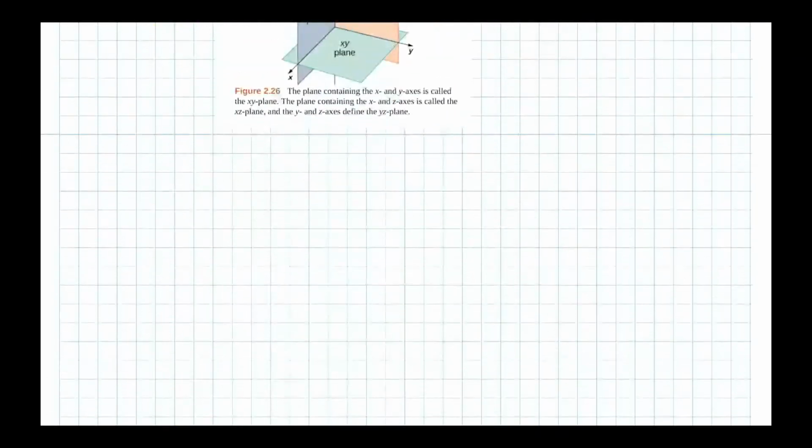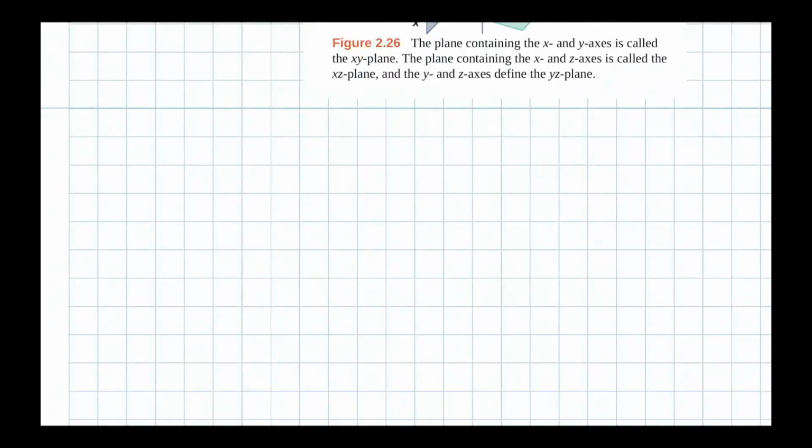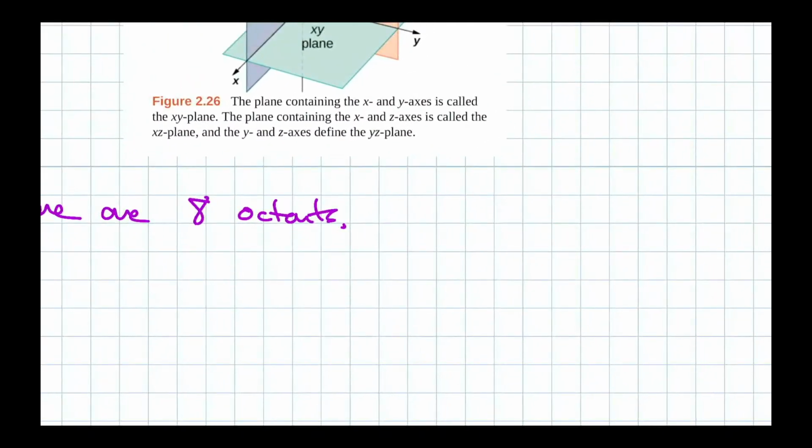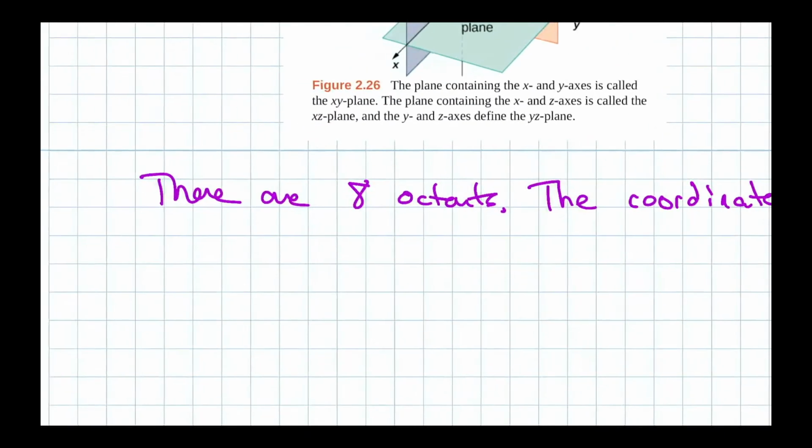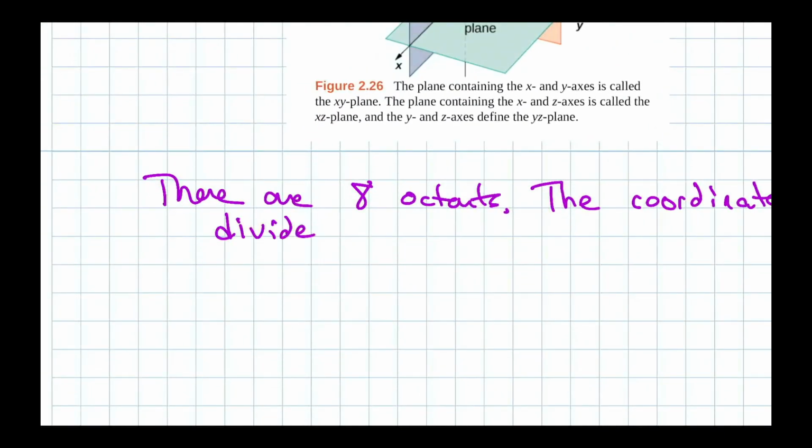Okay. So, octants. There are 8 octants. The coordinate planes divide space up into those 8 octants. So they divide 3D space into 8 sections.